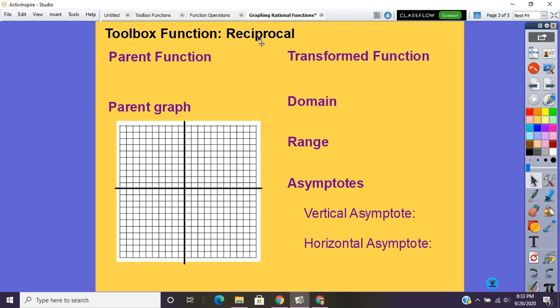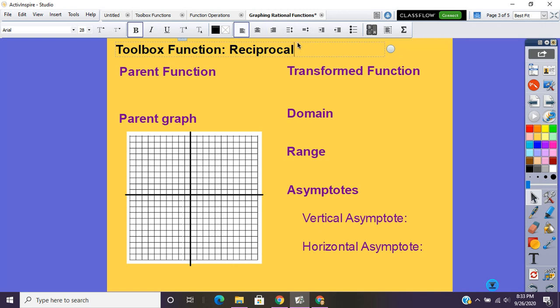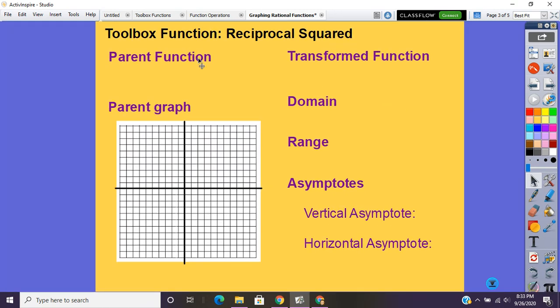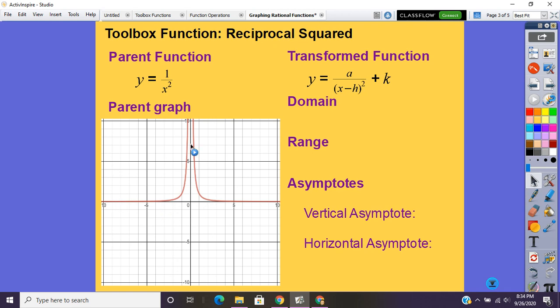So here's our reciprocal square, which I realized I didn't write on there. Our reciprocal squared function looks pretty much the same except that it's squared. Our transform function, once again, looks exactly the same except that it's squared. Our graph, though, is a little bit different. If you recall, when you square something, that means it's always positive. So our graph is all above the x-axis on this one.